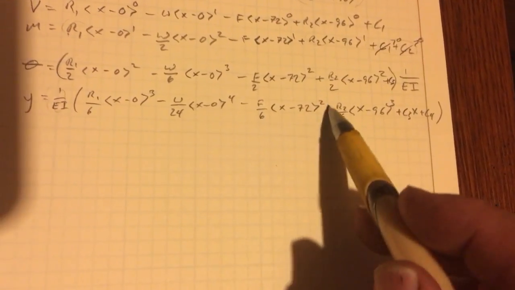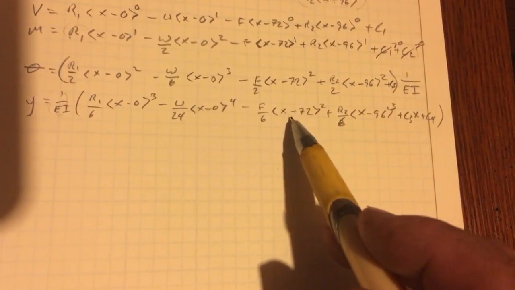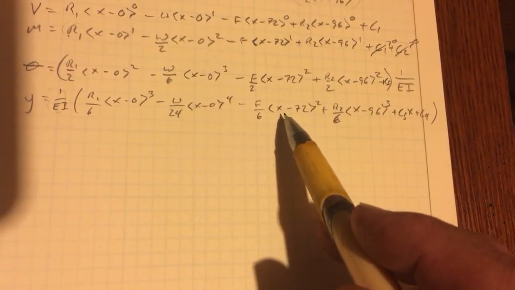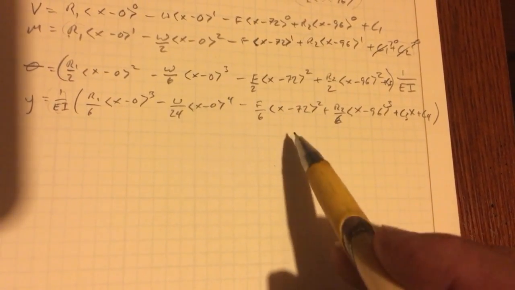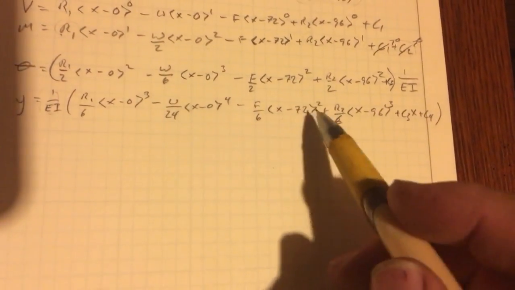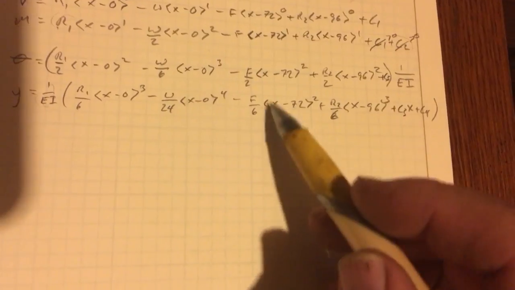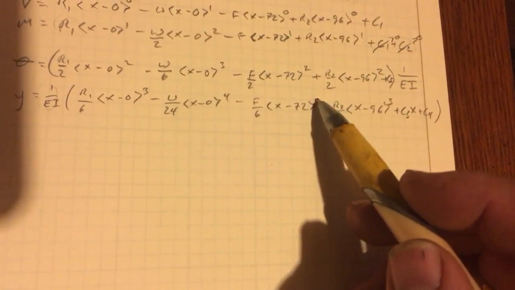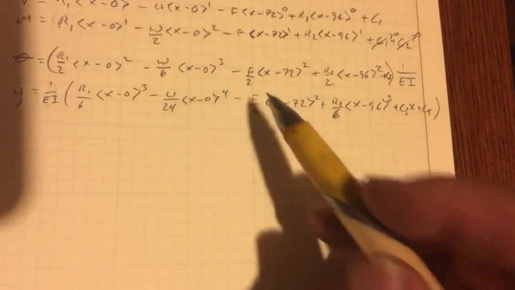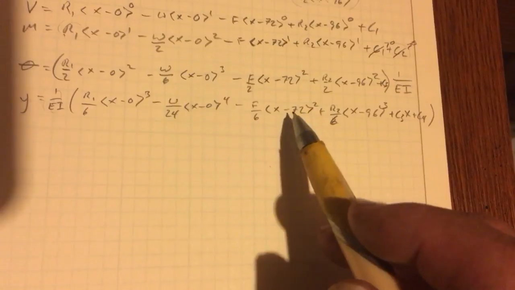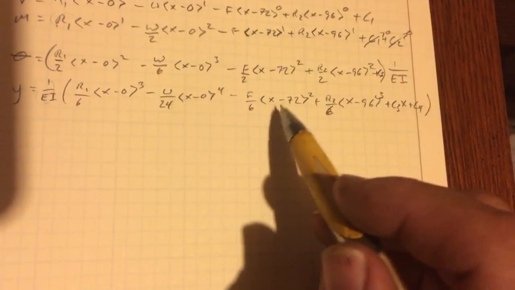This entire argument here will be 0 until x is greater than 72. When it becomes greater than 72, then it's x minus 72, whatever, squared times our force here. So that's an important part to think about.